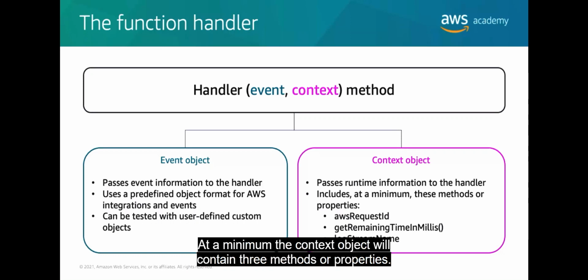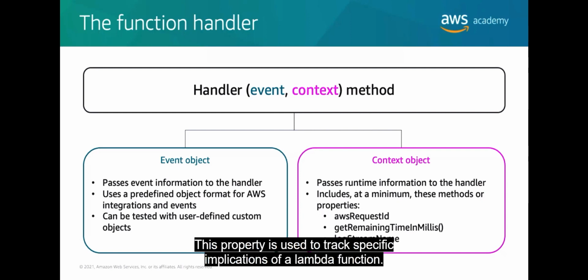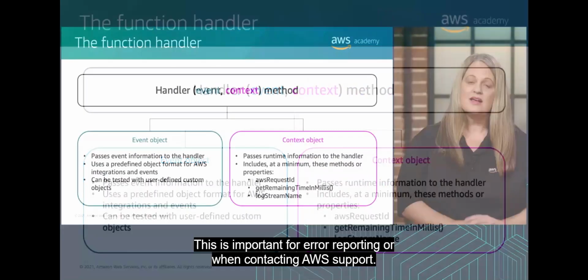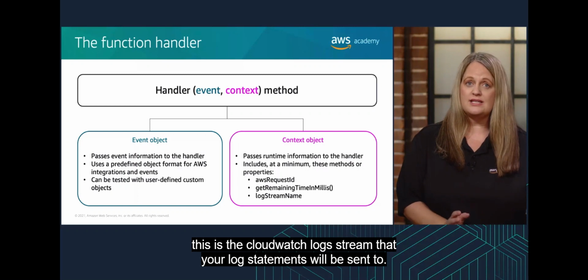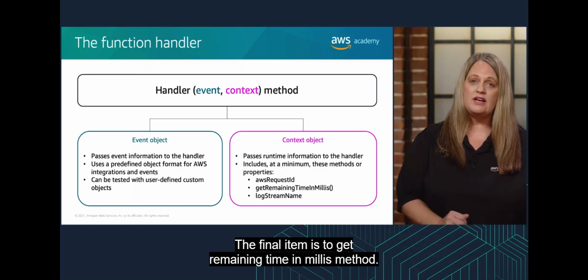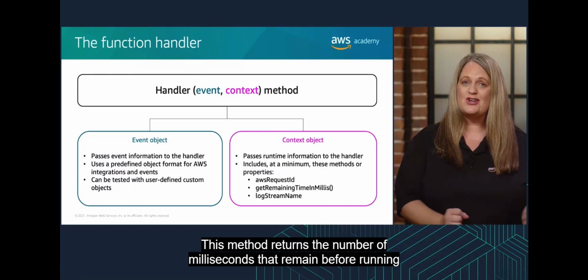At a minimum, the context object will contain three methods or properties. The first is the AWS request ID. This property is used to track specific invocations of a Lambda function. This is important for error reporting or when contacting AWS support. The second item is the log stream name. This is the CloudWatch log stream that your log statements will be sent to. The final item is the getRemainingTimeInMillis method. This method returns the number of milliseconds that remain before your function times out.